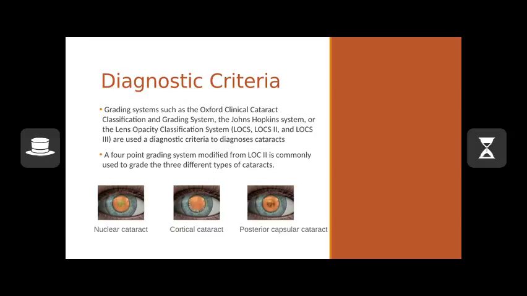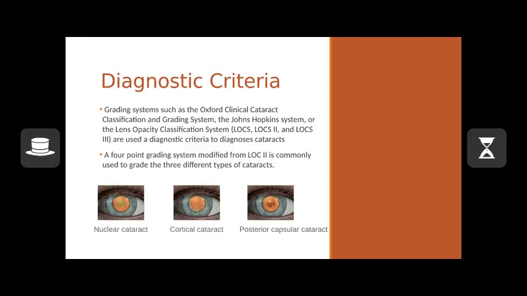So basically, using this system, for the nuclear cataract, which is when there's yellowing and sclerosis of the lens of the nucleus, grade 1 would be a mild case. A moderate case would be graded as 2. A pronounced case would be grade 3, and a severe case would be grade 4.